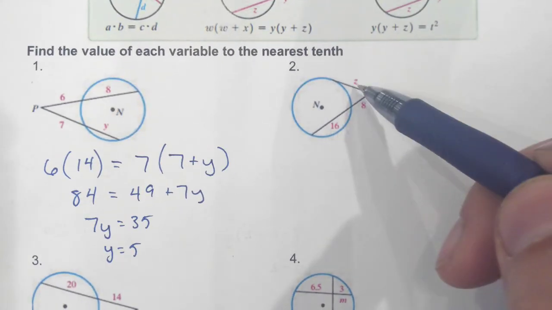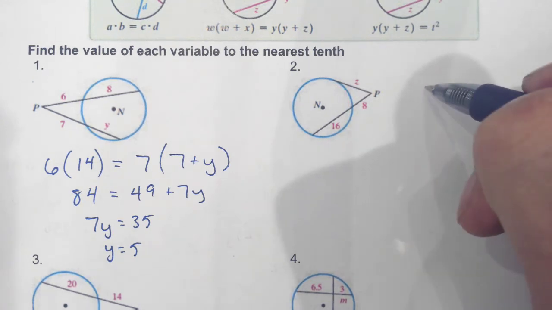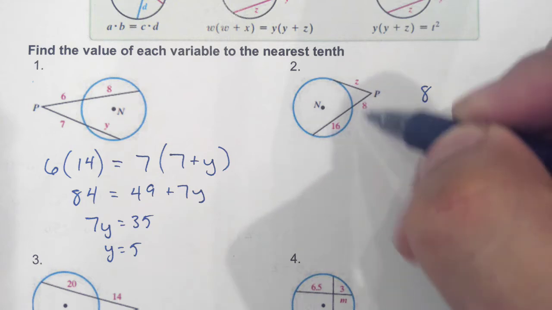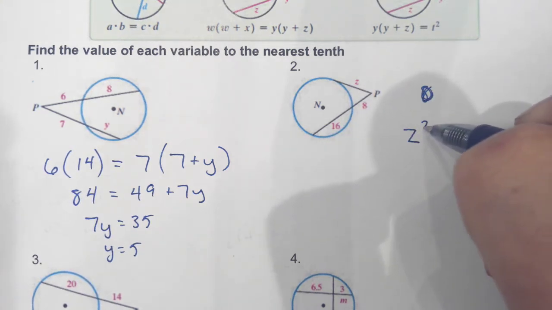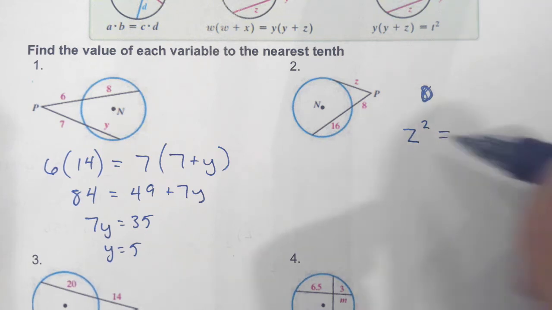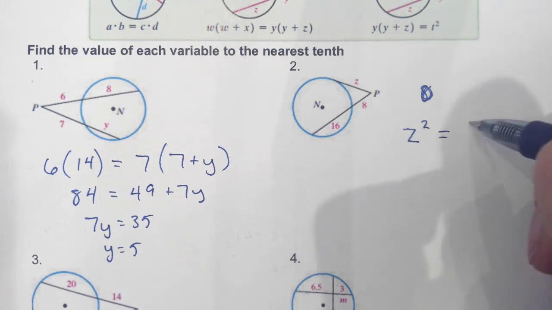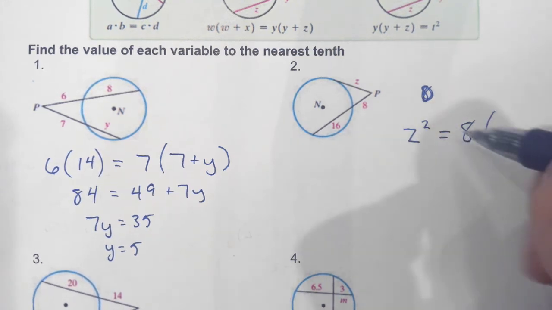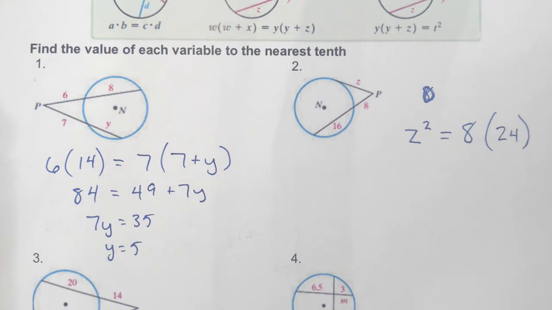On number 2, again, intersection outside. We do have a tangent this time. It's not much different. It's going to be the outside piece. I like to do this one, or I guess I should do the other one first. The outside piece squared, so z squared equals the other one. So it's the tangent squared is equal to the outside piece times the sum. So the outside piece is 8 times the sum. 8 plus 16 is 24. What is 8 times 24? I don't know. Let me type it in real quick. Actually, I do. But 192.